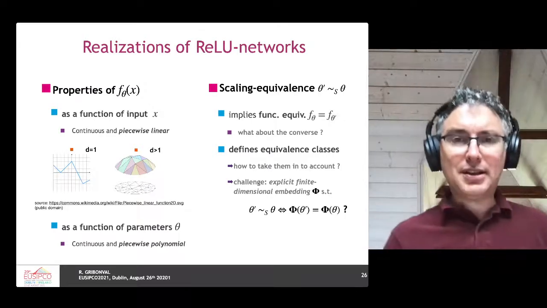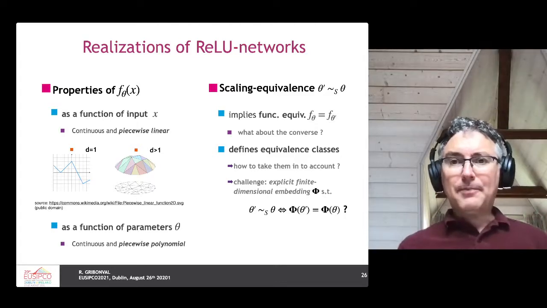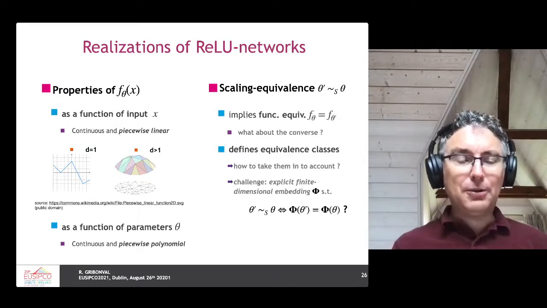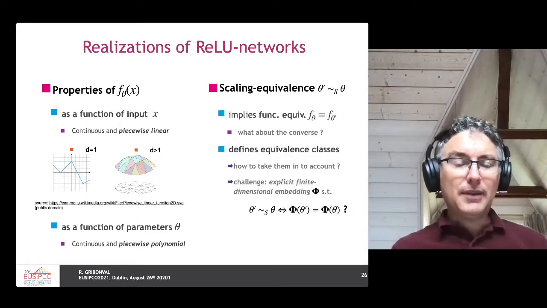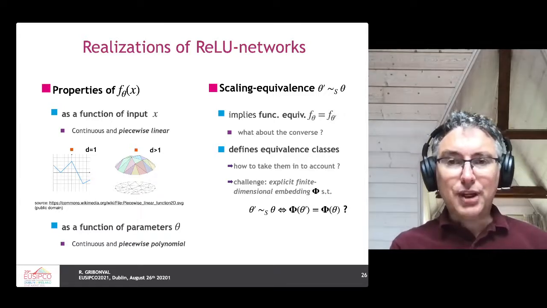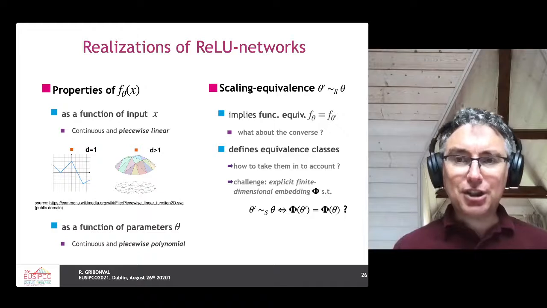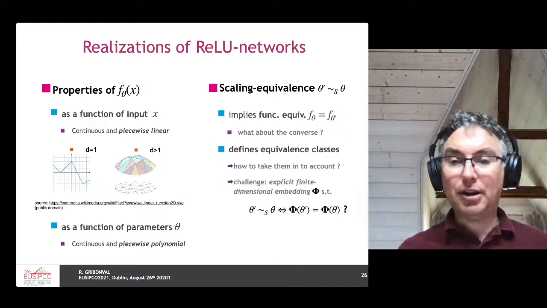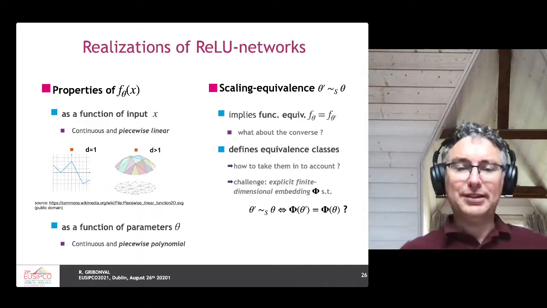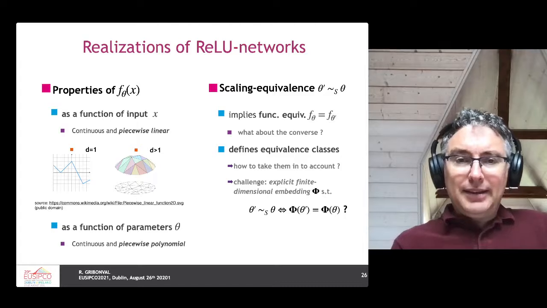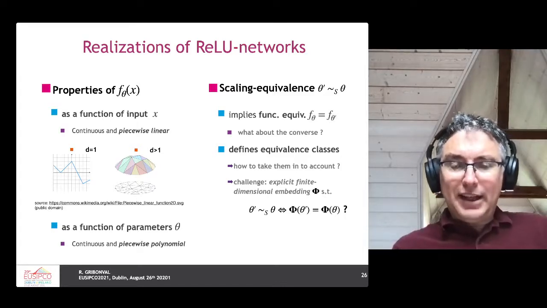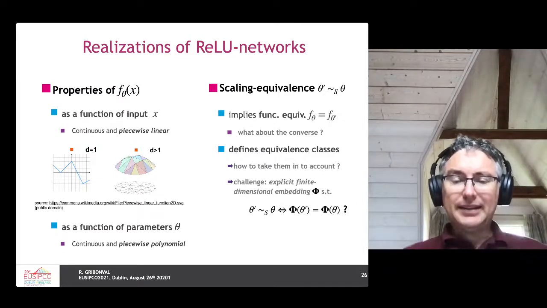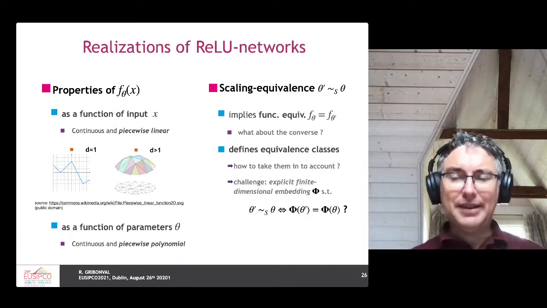And this type of question is important in certain settings where somebody is able to observe the input-output relation of a network, and you want to be sure whether you can reverse engineer it or not, because knowing the parameters may reveal something about the data that was used to train it, for example. Anyway, these two properties, scaling equivalence or functional equivalence, define equivalence classes. And it's a bit inconvenient to manipulate them usually.